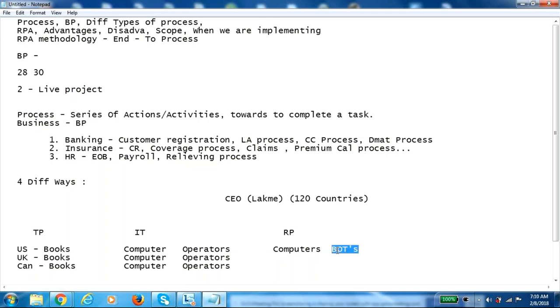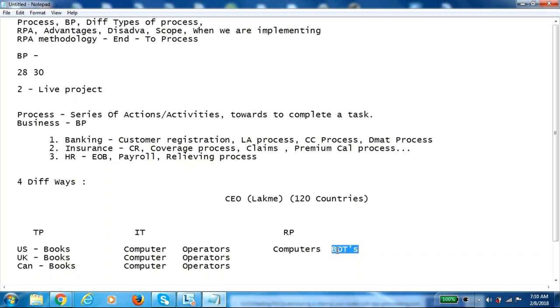What are robots? If it is a physical device, we call it a robot. If it is a software device, we call it a bot. That is the efficient technology we are following in industry. So a bot is nothing but a configurable software which works on behalf of the human. Whatever the human is doing, the same way this bot works.